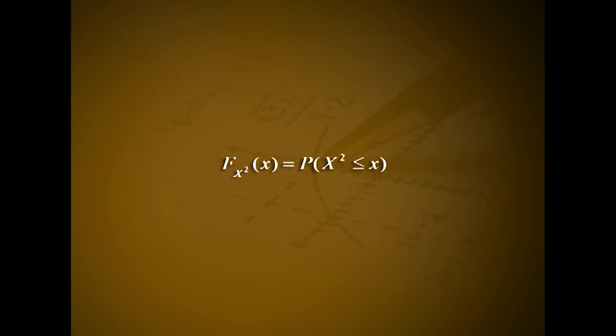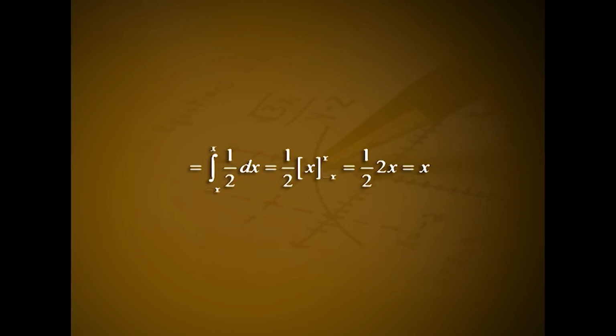Capital F x square of x, that is equal to probability of x square less than or equal to x. That is P of minus x less than x less than plus x. That is integral from minus x to x f1 of x dx. That is integral from minus x to x 1 by 2 dx. That is 1 by 2 into x over the limit from minus x to plus x. That is 1 by 2 into 2x, that is equal to x.